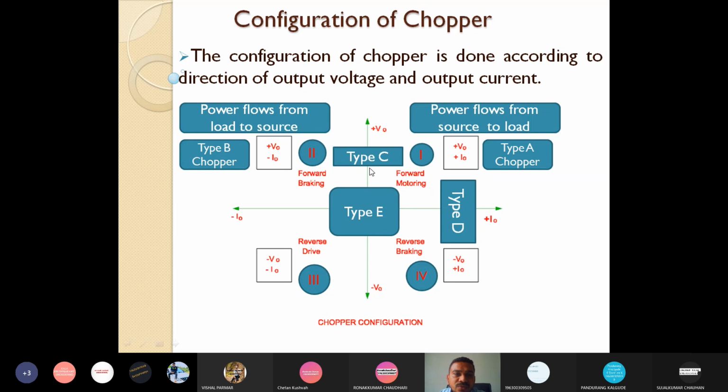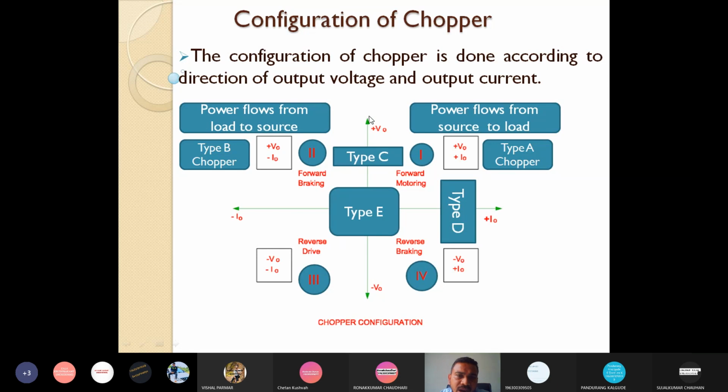Now look at the second quadrant chopper. This is the second quadrant chopper, which is also known as the forward braking operation. So in second quadrant, here it is the second quadrant.